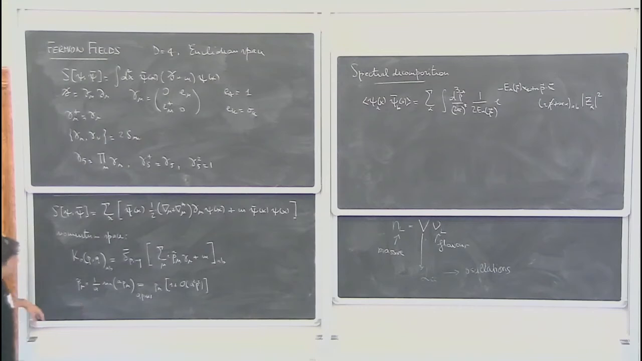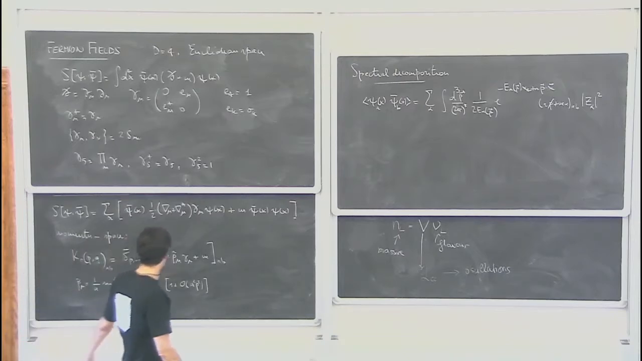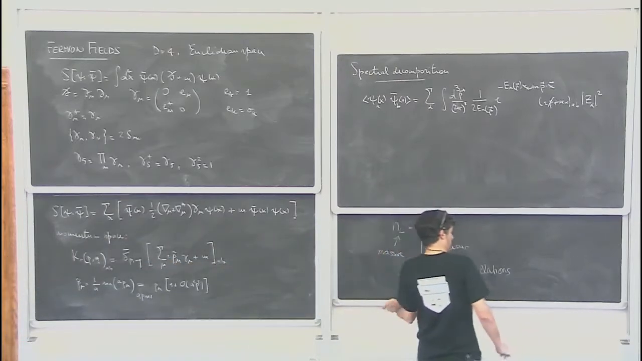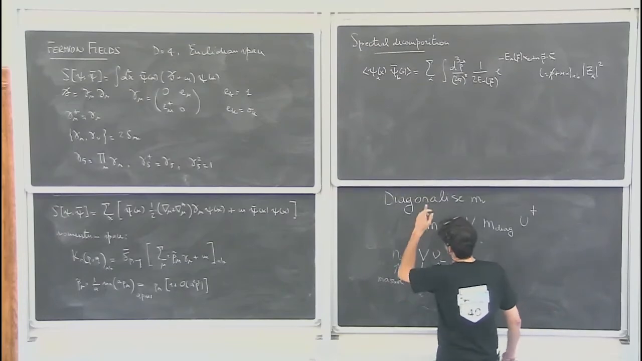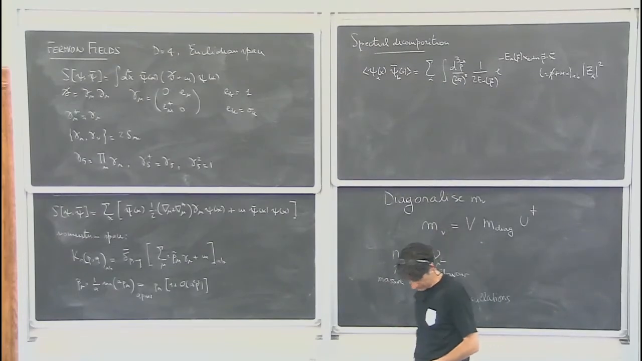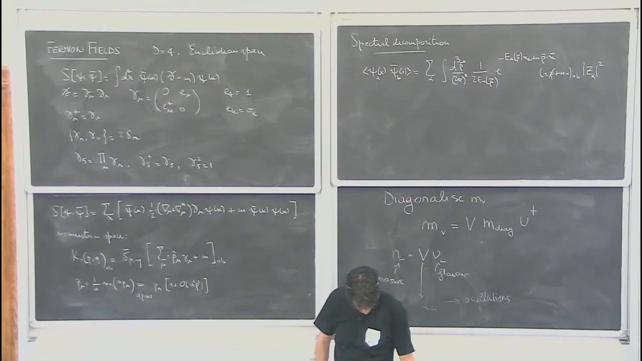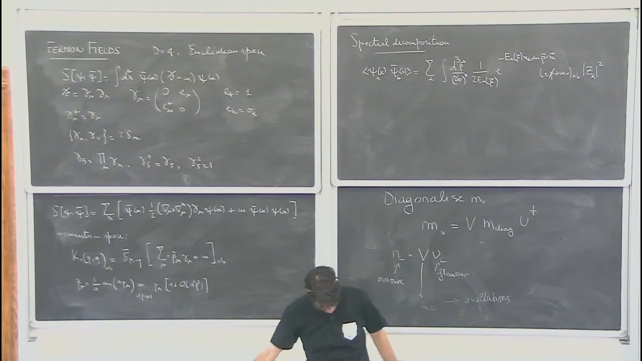So this looks like a small change compared to what we saw for the scalar case, but it actually has quite deep consequences. So in order to see that, we're going to compute the two-point function, and we're going to see what we get.